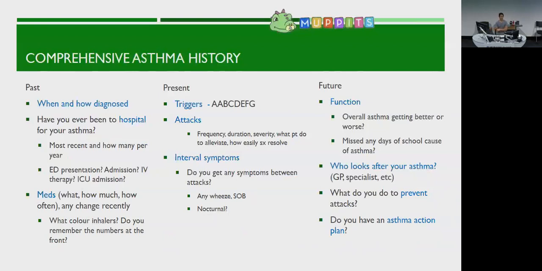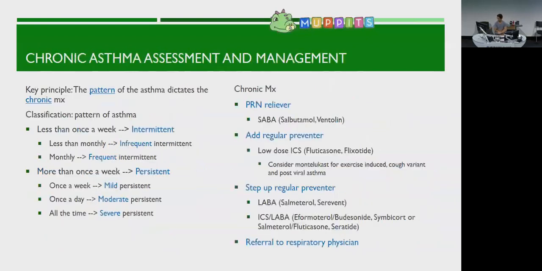What's up? Just jump back one slide. Is the infrequent intermittent and frequent intermittent the wrong way around, or am I just seeing things? No, I think that's right. Oh, sorry, no, all good. I do things like that, so if people pick up weird typos and stuff like that, all good. It makes sense to everyone else?